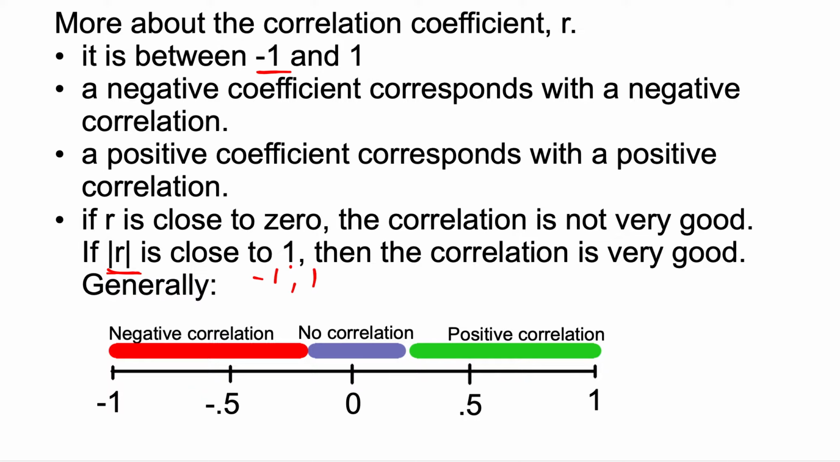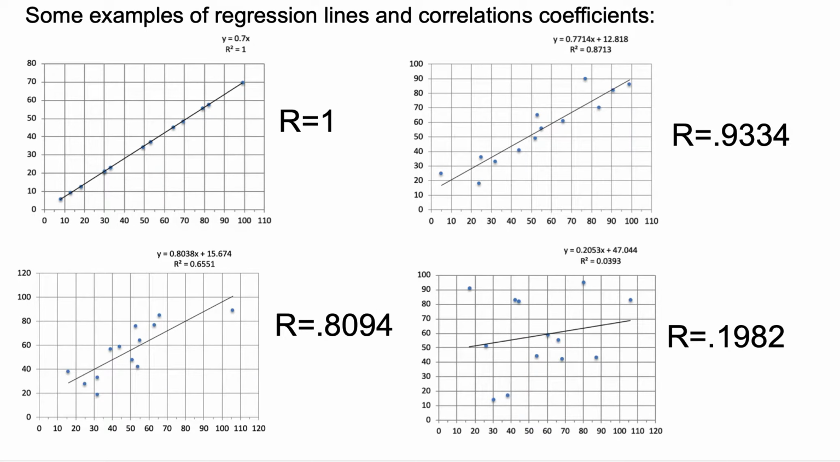So here you can see negative correlations down in the negatives, no correlation in the middle, and positive correlation. Now, no correlation does have some size to it, and I'm going to show you some examples to give you an understanding of why no correlation is not just 0 itself, but it's a little bit of a range on both sides of 0. So let's look at some examples here. Here's some examples of regression lines and the correlation coefficients that go with them.